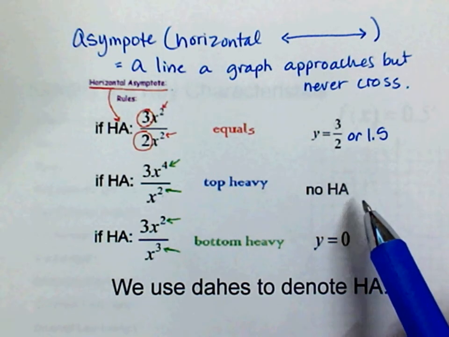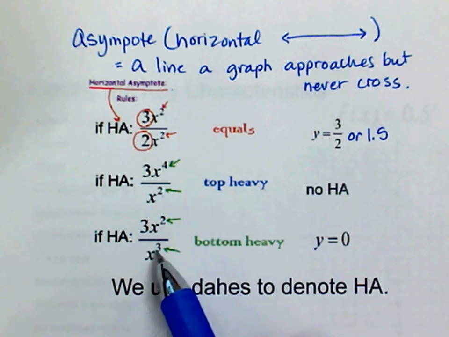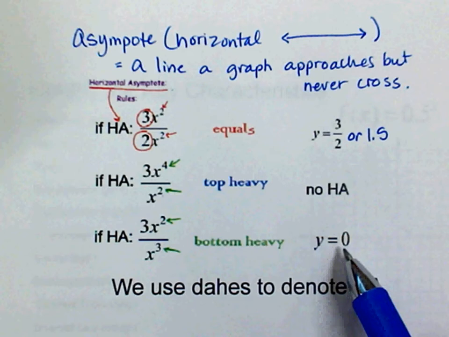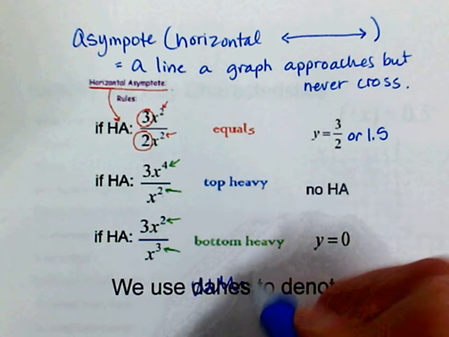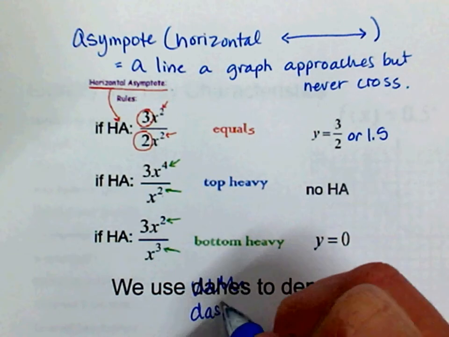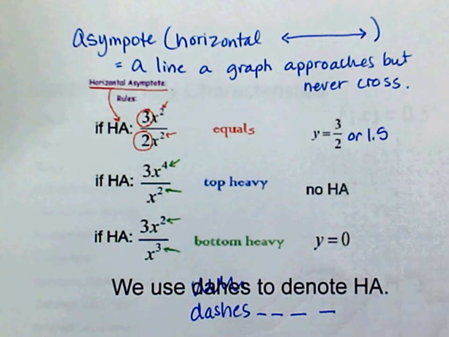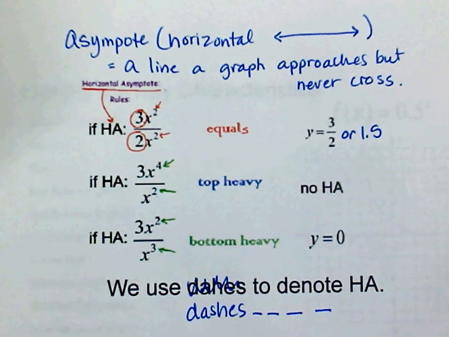If it's bottom heavy, see how the 3 is bigger than the 2 and it's on the bottom? Your asymptote will always be y equals 0, okay? And I can't spell. We use dashes to denote a horizontal asymptote. Okay? We use dashes to denote a horizontal asymptote.